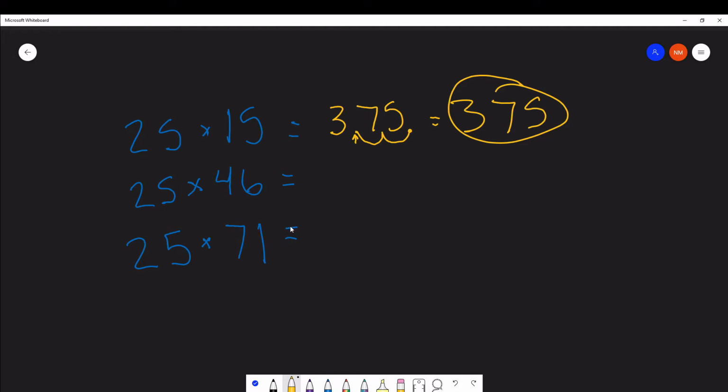Next we have 25 times 46. 46 divided by 4 is 11.5. And what we do now is just multiply this by 100. So we would move this decimal point over 2 spots. That means our final answer would be 1,150.